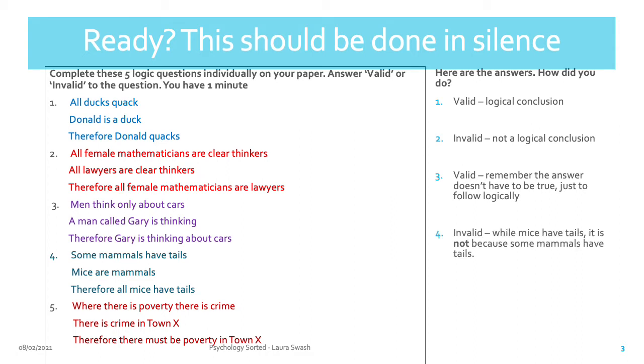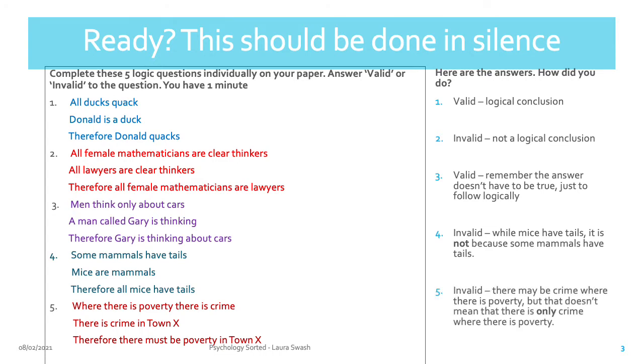The fourth one is invalid. Some mammals have tails. Mice are mammals, therefore all mice have tails. If you're not sure about this answer, just try substituting humans for mice and you'll see that there is actually an invalid conclusion from the premise.